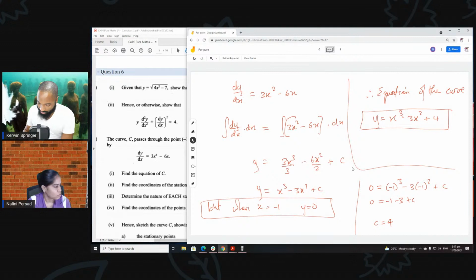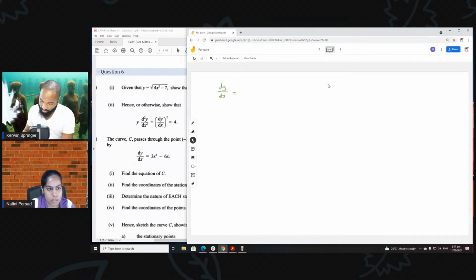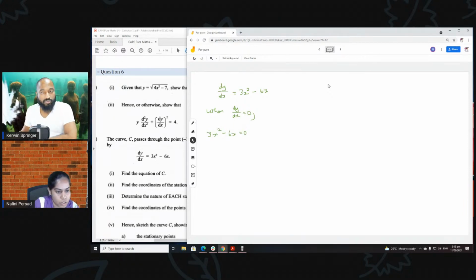Yeah. So the stationary points occur when dy/dx is equal to 0. So from the part before, we have that dy/dx is equal to 3x squared minus 6x. So we need to equate this to 0. We have 3x squared minus 6x equals 0. We can pull out 3x from both terms. So 3x by x minus 2 will be equal to 0.